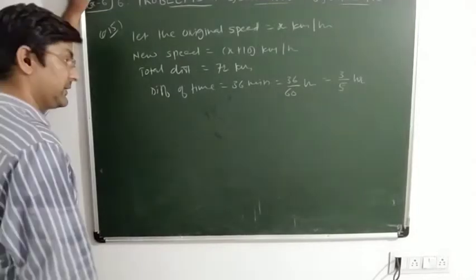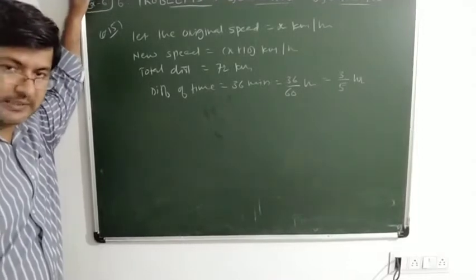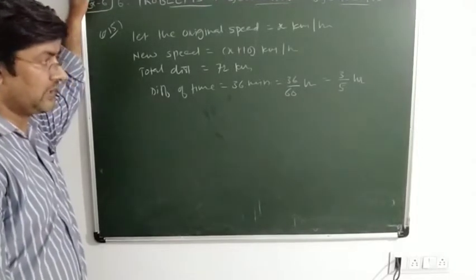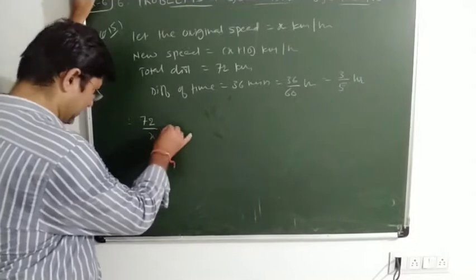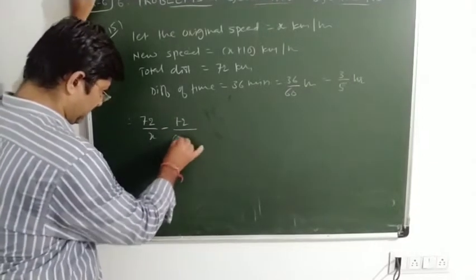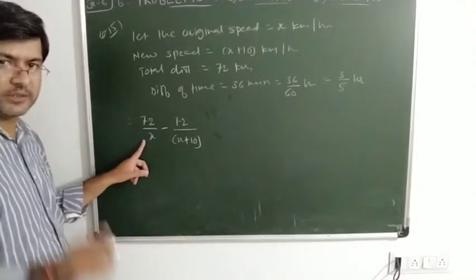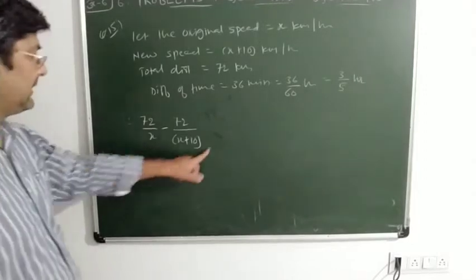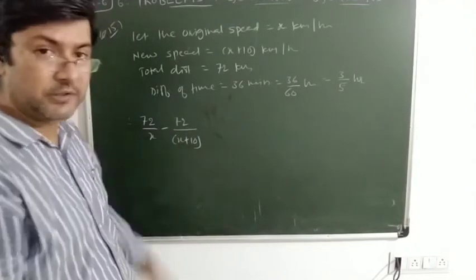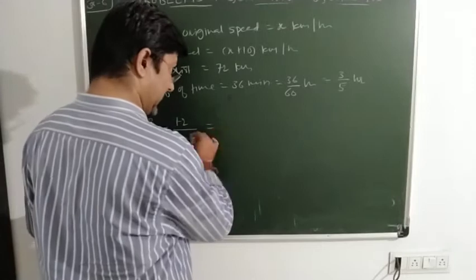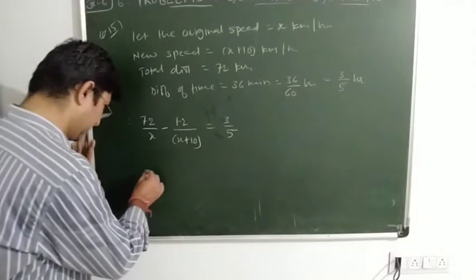Now we can make the equation. Since this is the difference of time, obviously we know that less the speed, more the time taken, yes or no? So the bigger value of time will be 72 upon x. So 72 upon x minus again 72 upon x plus 10. This is the time taken at a speed of x kilometer per hour to cover 72 kilometers, and this is the time taken to cover the distance of 72 kilometer at a speed of x plus 10 kilometer per hour, and the time difference is 3 upon 5. Clear?